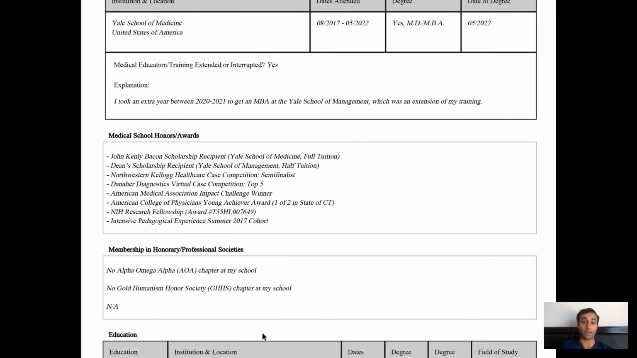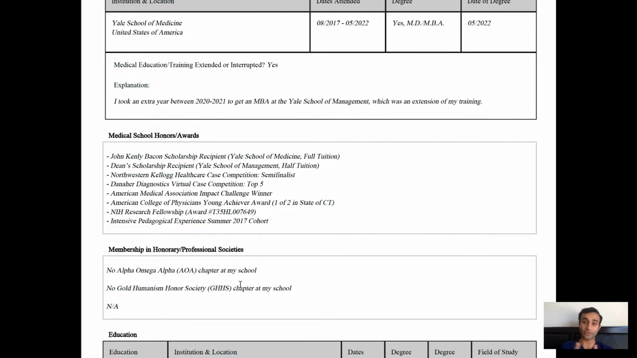It can also include awards you've gotten to do research. And so you can see here, these are some of the awards that I got. And you can also see that they will ask you about your AOA status at the school, as well as Gold Humanitarian Honor Society. And what this is all about is certain schools have honor societies for the top X% of their class. And if you're in those honor societies, this is your chance to mention it.